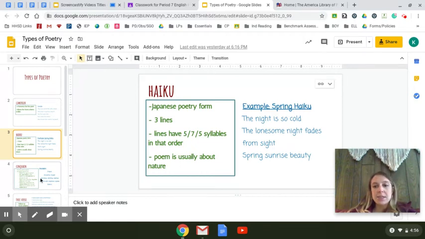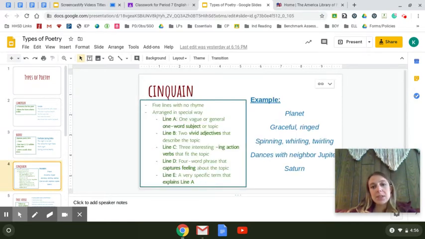The next type is a cinquain, and a cinquain poem is 5 lines. It doesn't need a rhyme, but it's arranged in a special way. In the first line, you would give a one-word topic. The second line would be 2 adjectives that describe the topic. The third line would be 3 ing verbs that describe the topic or go with the topic. The fourth line would be a phrase that captures the feeling about the topic. And then the last line is more specific. So it takes the topic and makes it more specific.